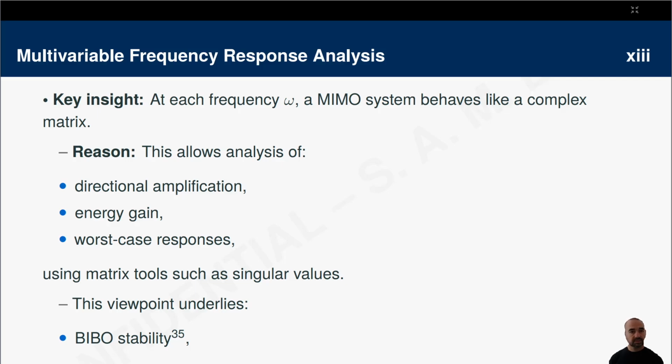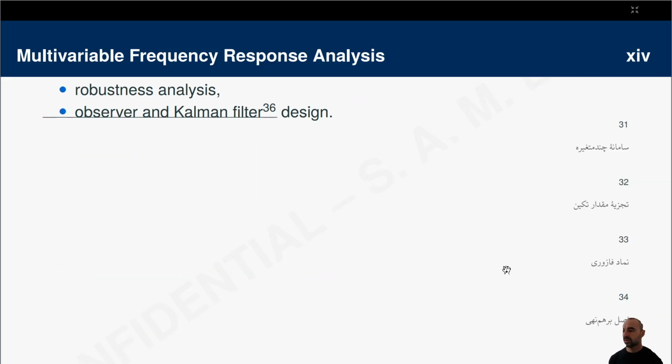And soon we will ask which direction is amplified the most and which direction is the nicest direction, essentially. Although the question which we are essentially focusing on is the worst case scenario and worst case direction, worst case response, essentially. All right, and this viewpoint essentially underlies, as I said, BIBO stability, robustness analysis, and observer and Kalman filter design.